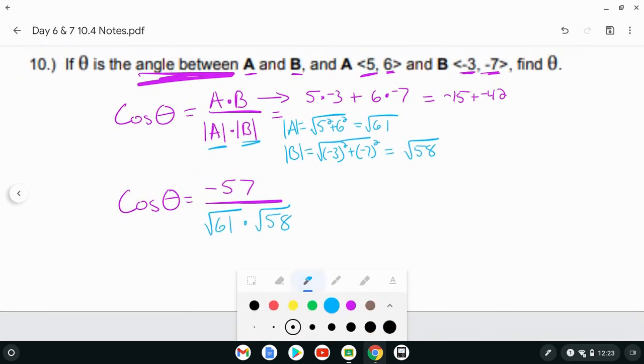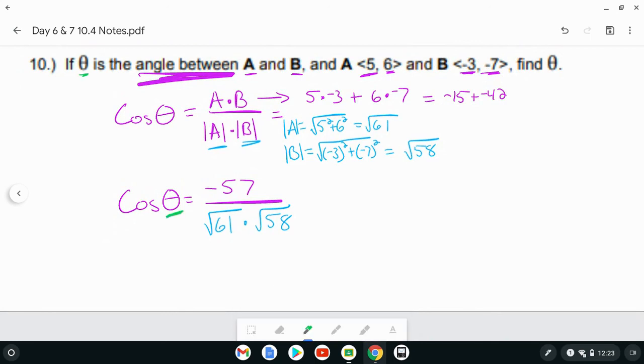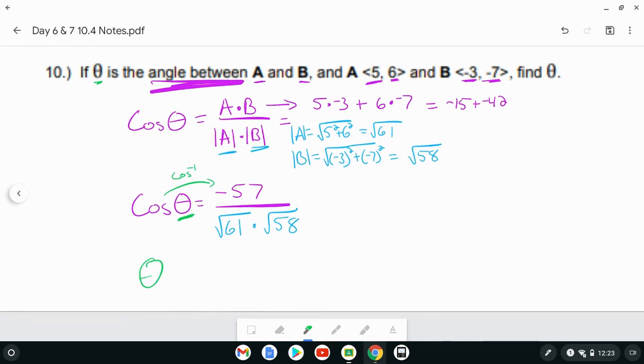So the last thing we want to do here, because again, we're finding angle theta, is we got to take the cosine inverse of both sides to cancel out the cosine. So angle theta equals the cosine inverse of -57 over square root 61 times the square root of 58. You don't necessarily have to multiply those two together. You can just leave it as it's written as long as you type it in properly.